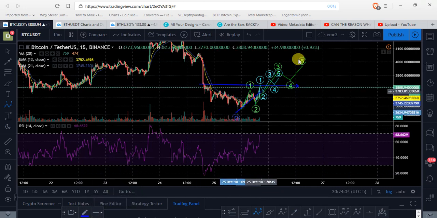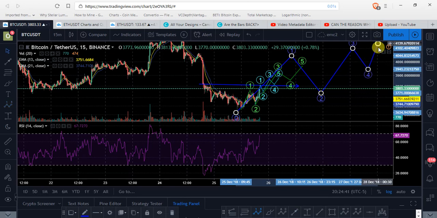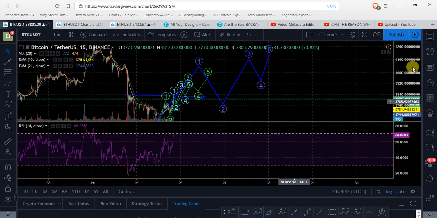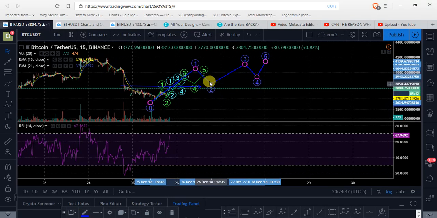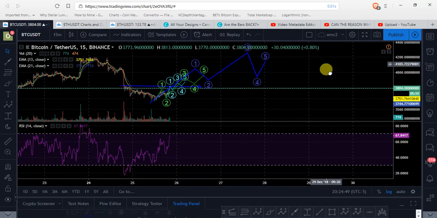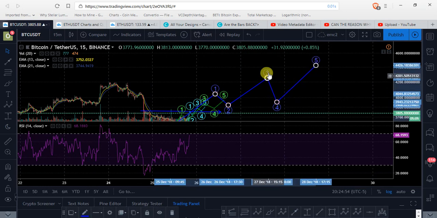Otherwise, as soon as you see the price dropping, this is wave number one only, right? And you get this, you get that. Let's just zoom out. This is a 15 minutes, so it's hard to get enough room, right?